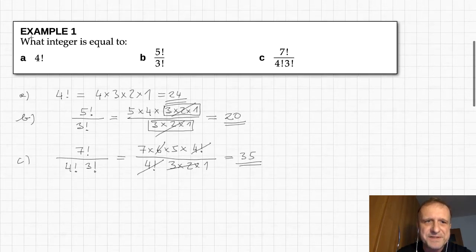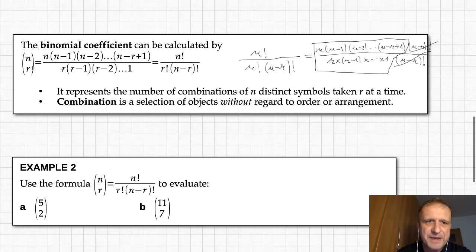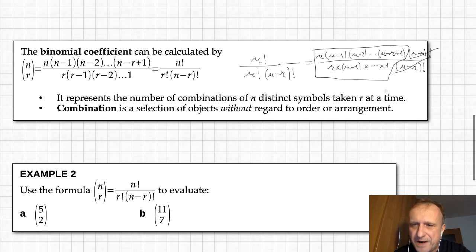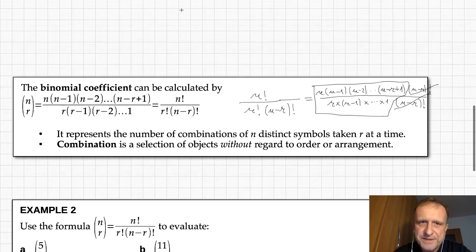So incidentally, these are actually the binomial coefficients in the form n choose r. Okay, n choose r. In Slovak we say n nad r, n nad r. In English, n choose r. Now, what is the meaning of this? This number, n choose r, represents the number of combinations of n distinct symbols taken r at a time. So to remind you of that, imagine you have a set with 5 letters A, B, C, D and E.